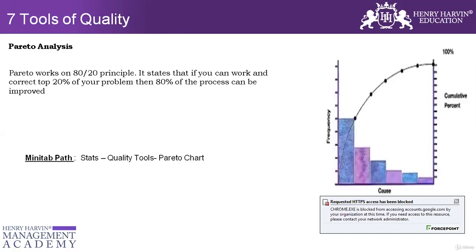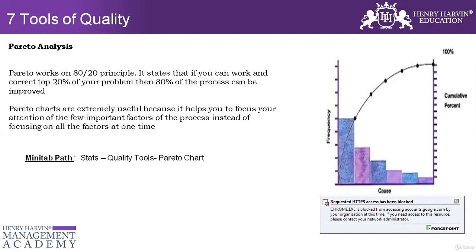As we said, Pareto works on the 80-20 principle. It states that if you work on and correct the top 20% of your problem, then 80% of the problem can be resolved. This can be used for looking at the top defects. This can also be used for looking at the top people or top departments who are producing a lot of defects. This can be used for different categories.